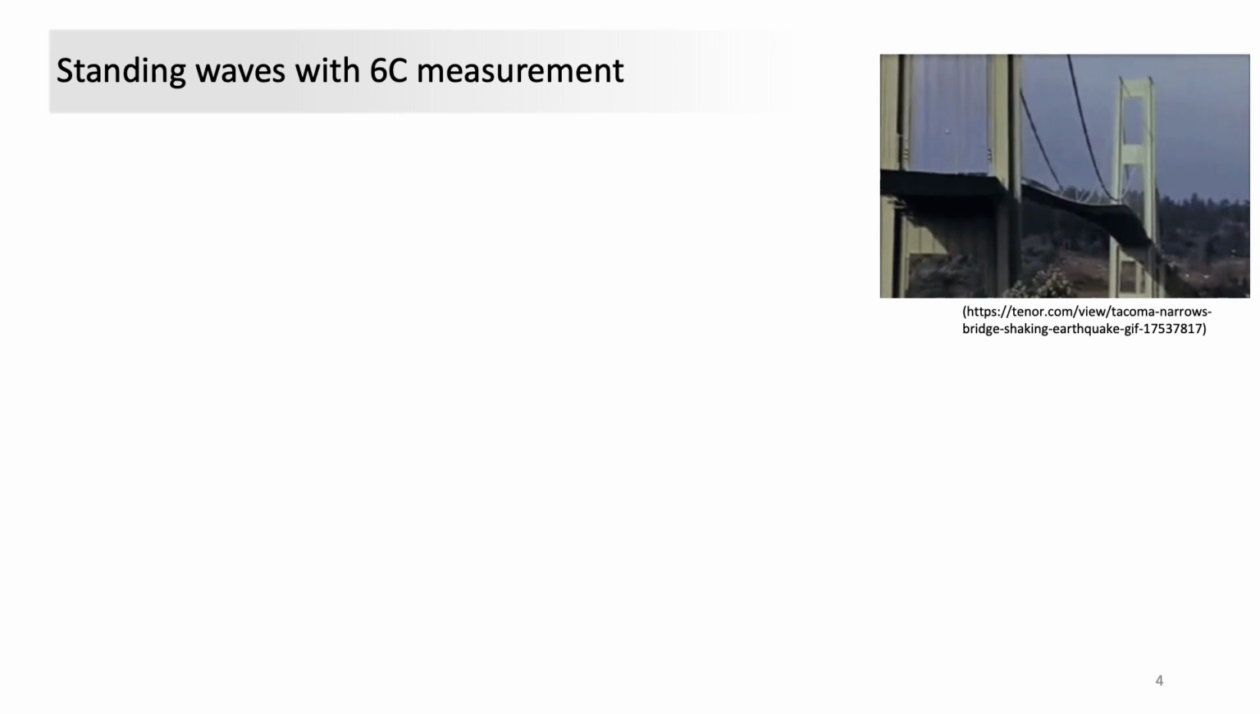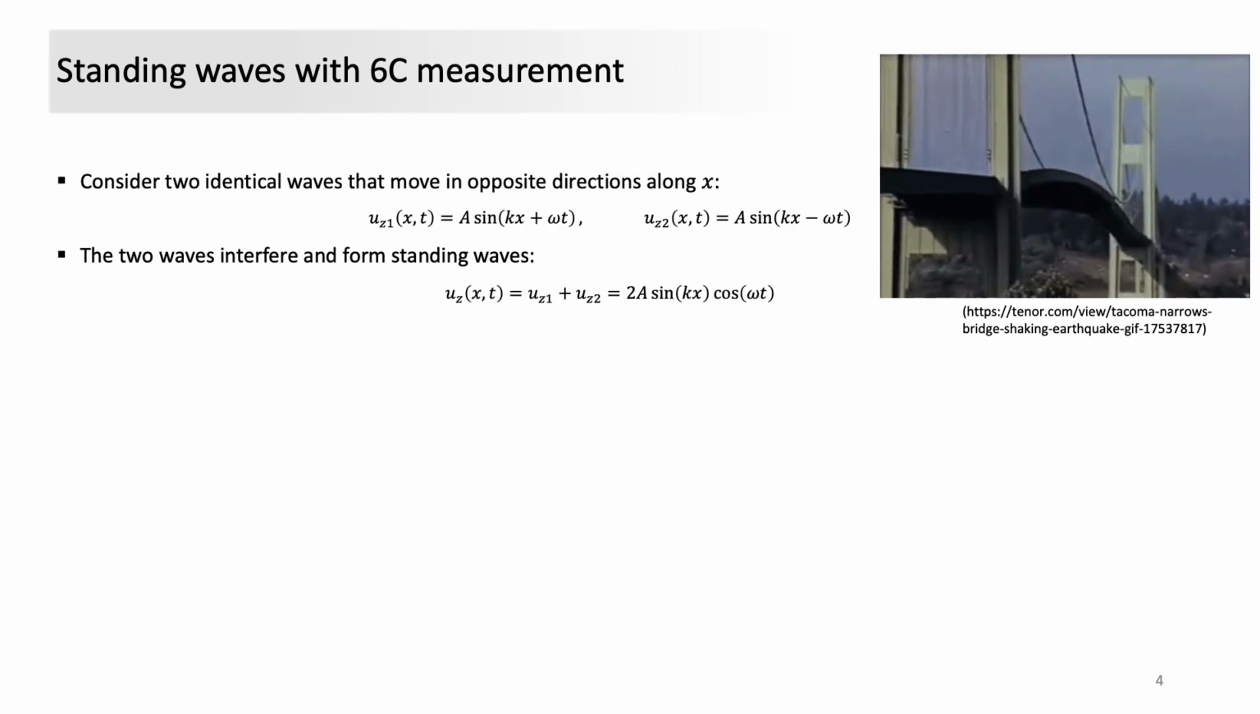Can bridge health monitoring benefit from such 6-component measurement? Before answering this key question, let's first look at the vibrations of a real bridge. Severe damage may happen during resonant vibrations, which can be essentially seen as standing waves. To formulate a single-mode standing wave, we can sum up two monochromatic waves that move in opposite directions.